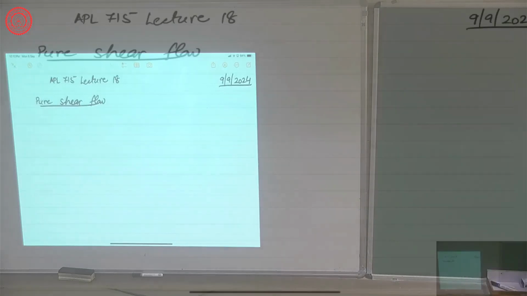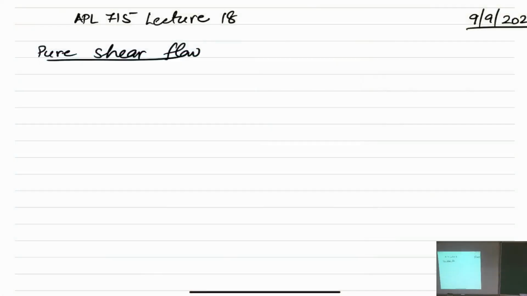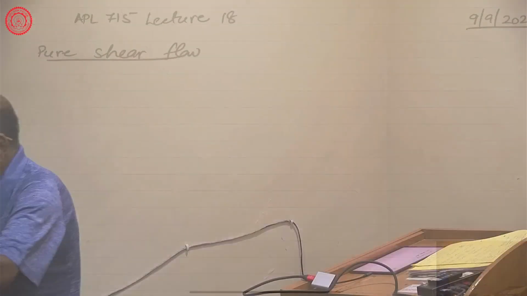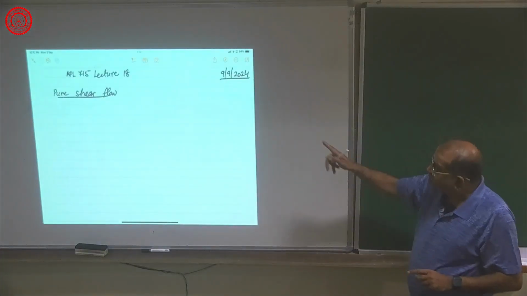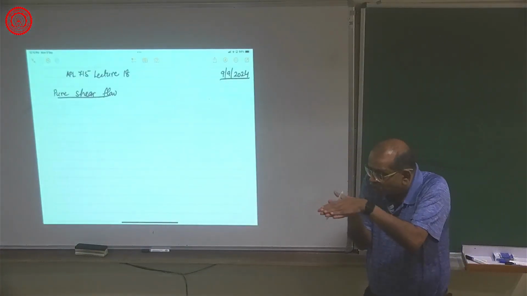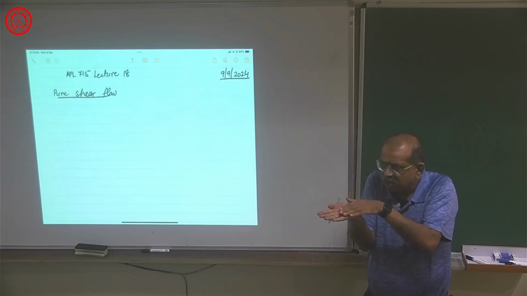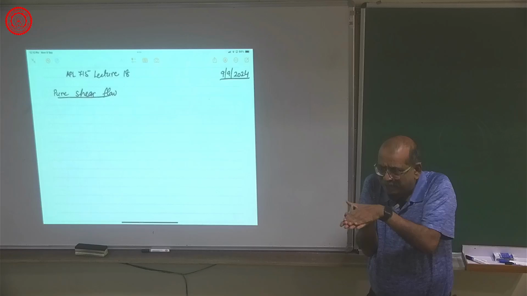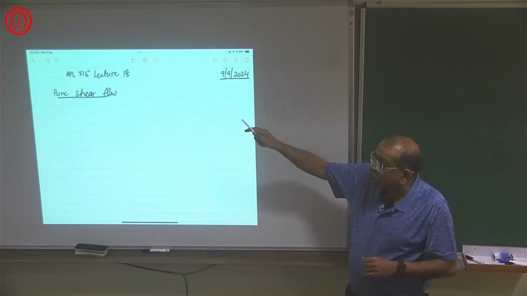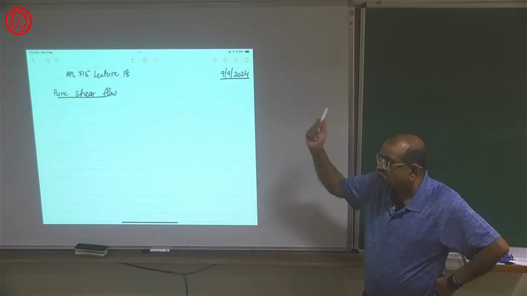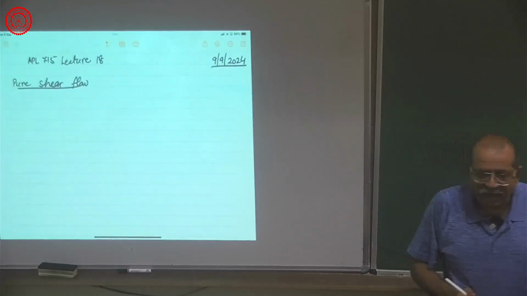So today, let's quickly see what happens in pure shear flow. Now, in grid turbulence, what did we have? U1 was there and it was a function of x1. Shear flow means there is always a shear. Shear, if you have to think, is something which is slipping. So that means U1 will be a function of x2, as opposed to grid turbulence.